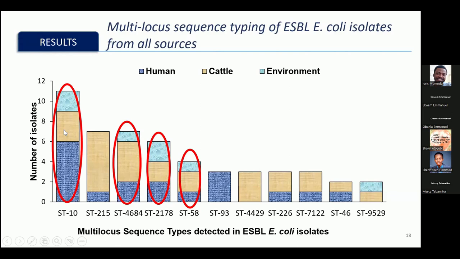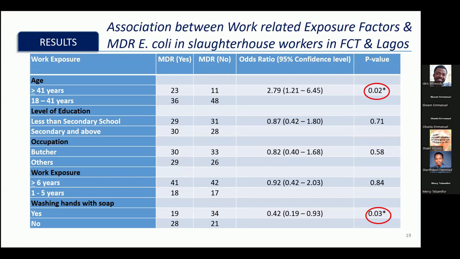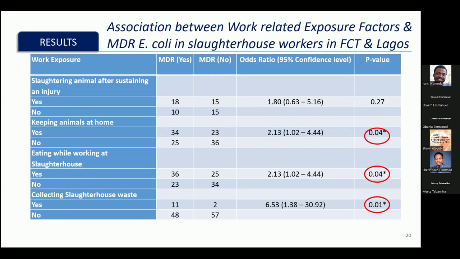So this slide shows the association between work exposure factors and being colonized with multi-drug resistant E. coli. If someone was aged over 41 years and washing their hands with soap, there was a statistically significant relationship or association at bivariate analysis. We can also see that keeping animals at home, eating in the abattoir while they were working, and collecting abattoir waste also were associated with being colonized with multi-drug resistant E. coli.